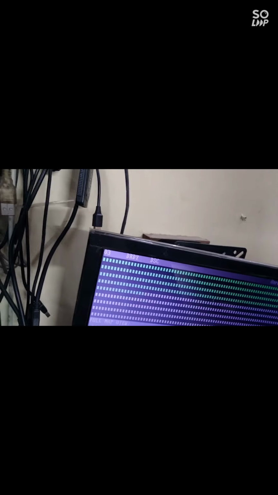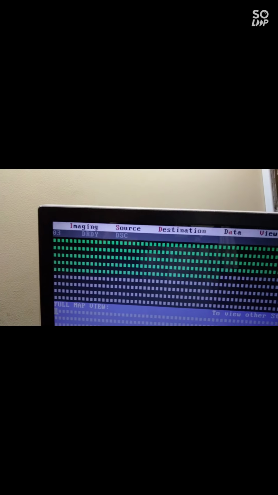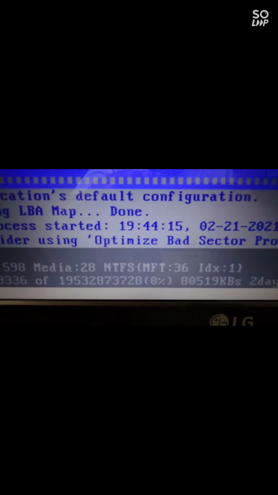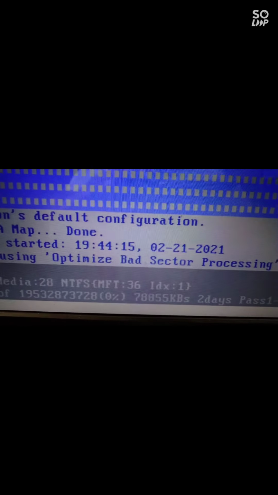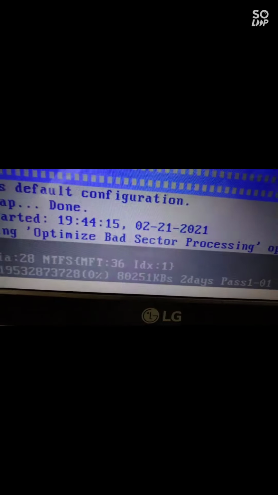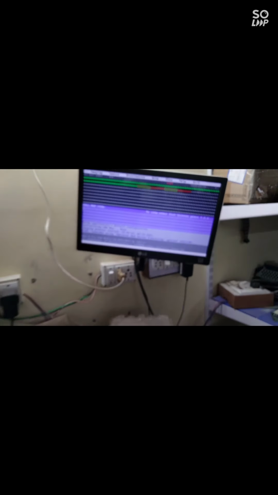And let's see what happens over it. Look, this hard drive has got initialized, and it's going on. The speed I'm getting on the second DDI is right now 78 MB per second, and it's also telling me 2 days. Let's hope for the best. Thanks guys. I shall update you further with the 2 hard drives.